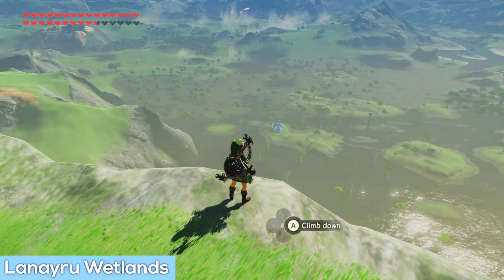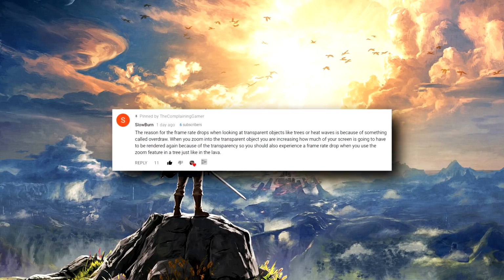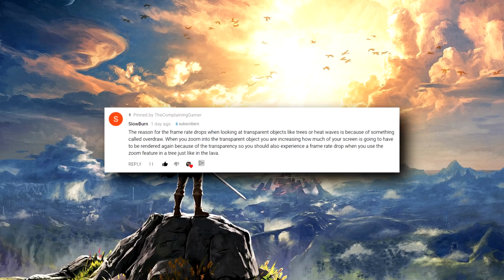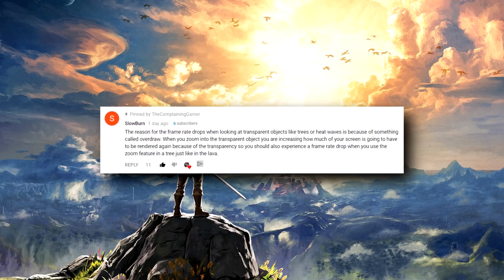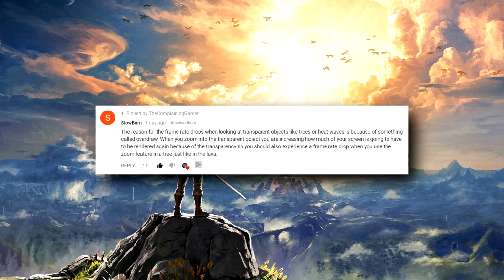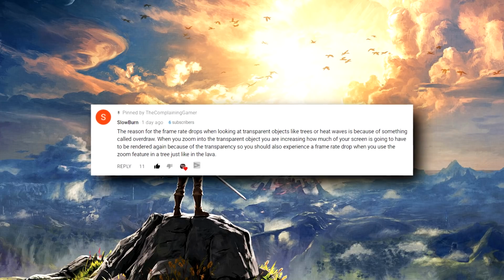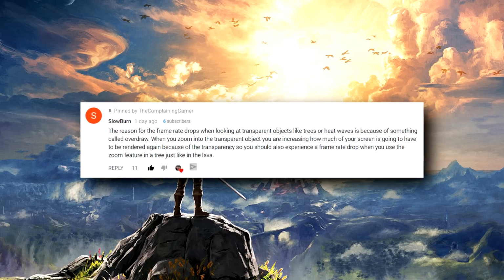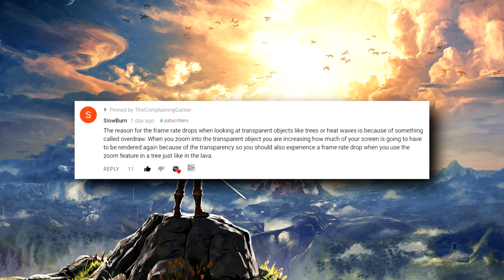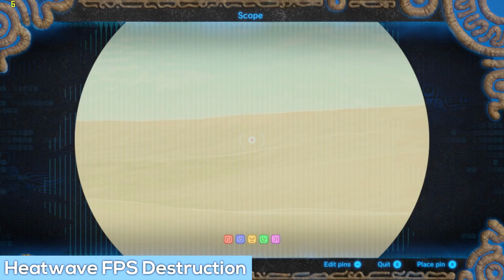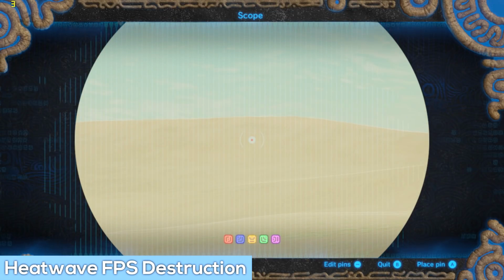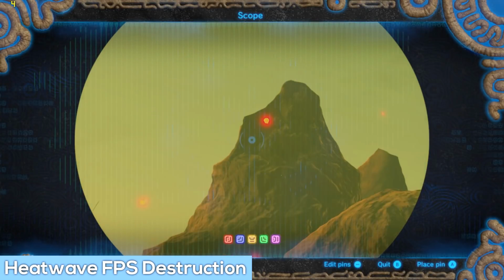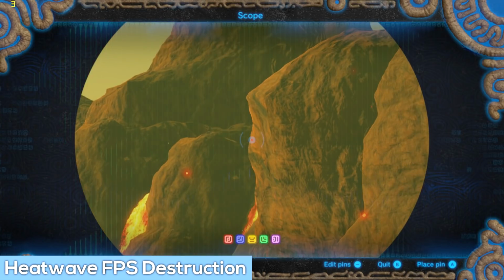The comment from Slowburn is: the reason for the frame rate drops when looking at transparent objects like trees or heat waves is because of something called overdraw. When you zoom in on the transparent object, you are increasing how much of your screen is going to have to be rendered again because of the transparency. So you should also experience a frame rate drop when you use the zoom feature on a tree, just like in the lava. Now, for me personally, it's great to be able to attach a technical term to the issue we are seeing, because ultimately this can help the people in the know, such as other community members and of course the developers.